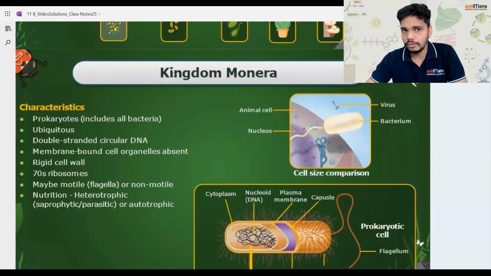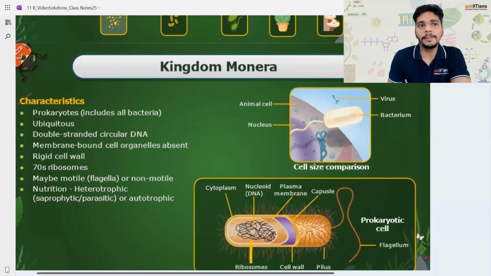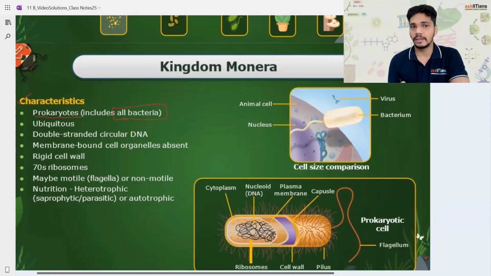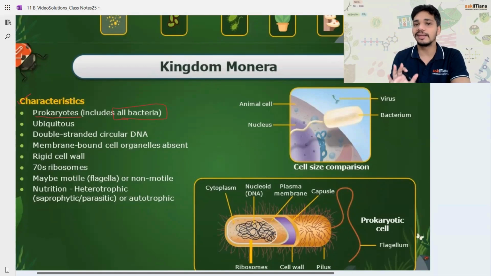As I told you, we are going to talk about the kingdom Monera, the first one. So what are its characteristics? The first is that they are prokaryotes and include all the bacteria. Please make sure you're reading this. All the bacteria are exclusively found in Monera. Then they are ubiquitous. Then they have double-stranded circular DNA. Now let's talk about these in a detailed manner.